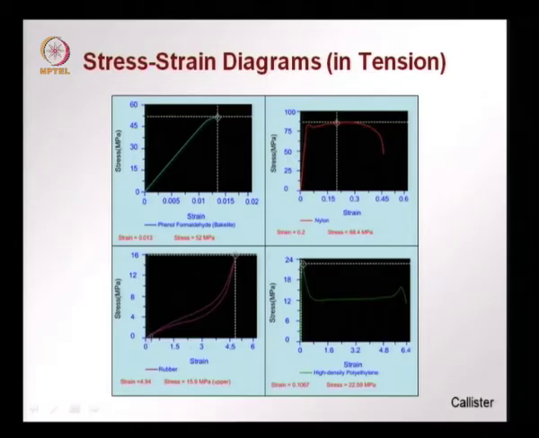However, we also see that there is not a very large linear response. The linear response is very, very short, and after that we have a non-linear elastic behavior. It is still elastic because it returns to 0 when the stress is released. So, it is still elastic, but it is non-linear elastic.